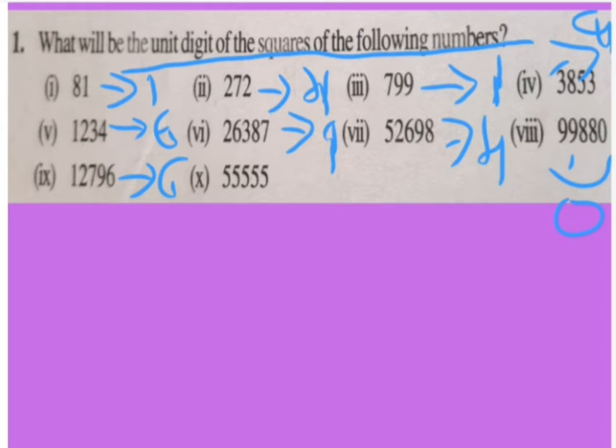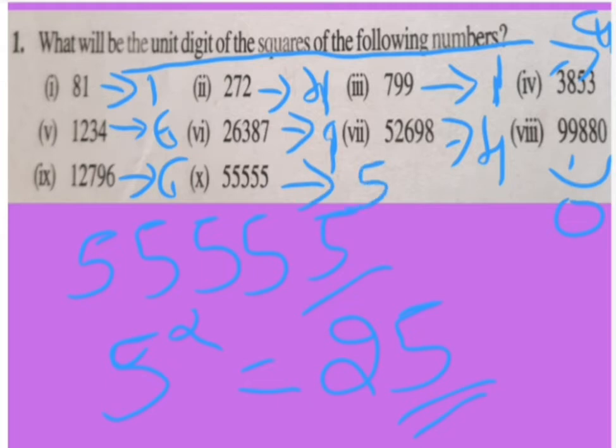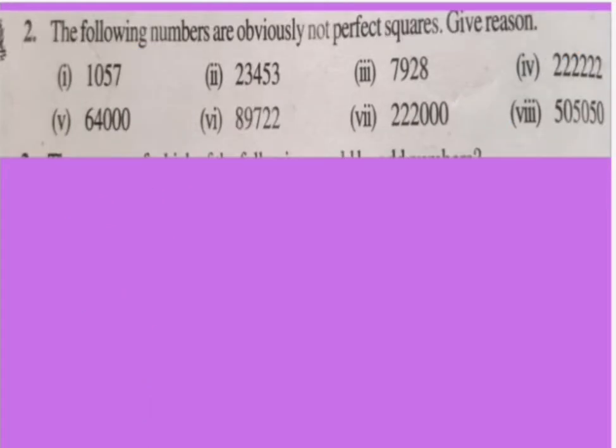Now the last question is 55,555. Unit place is 5. 5 square is equal to 25. So 25 means 5. In the unit place of this number's square we are going to get 5. So that is the solution for question number 1. Let us move on to the second question of the exercise.